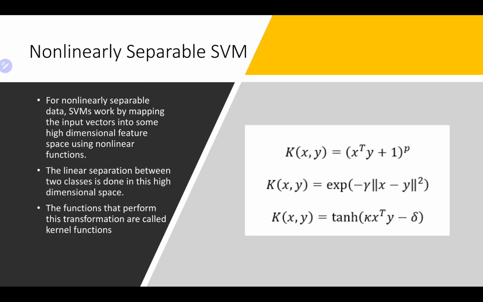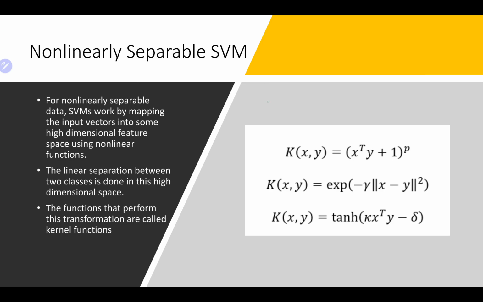So what about the case where it's nonlinear? Meaning even with the tolerance added, the slack variable, we are still not able to classify it and get a good SVM model. For nonlinearly separable data, the SVMs work by mapping the input vectors into some high-dimensional feature space using nonlinear functions. The linear separation between two classes is done in this high-dimensional space.